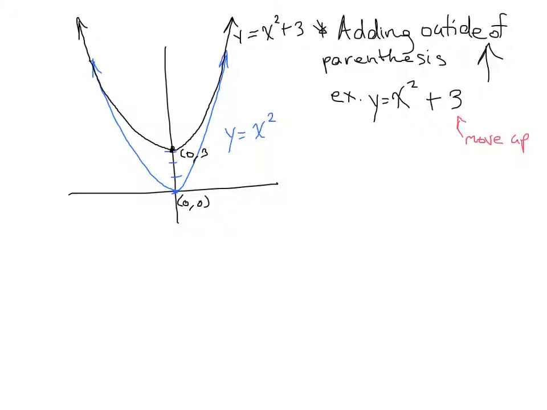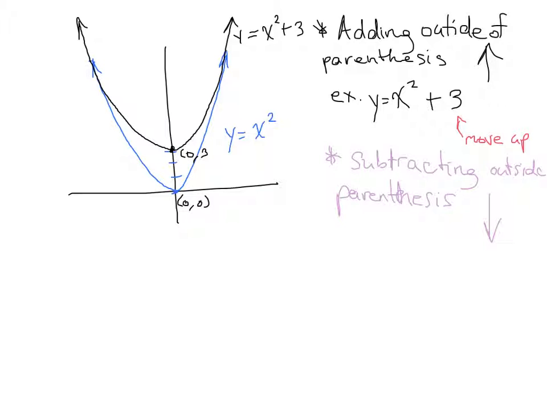Or we could move the graph down. And let's see, did you guess how to move the graph down? I think you did. Subtracting outside of parentheses, or with no parentheses, moves the graph down. So I'll just put an arrow.